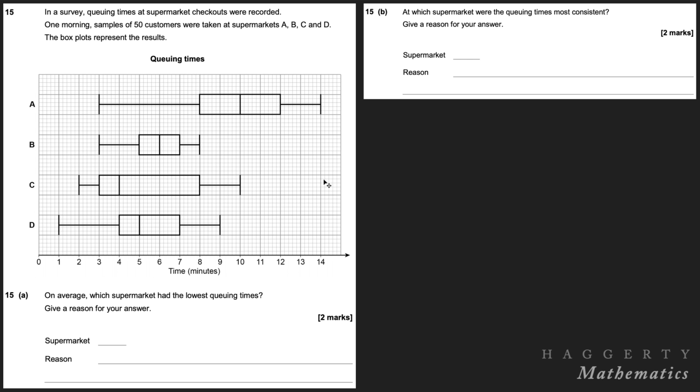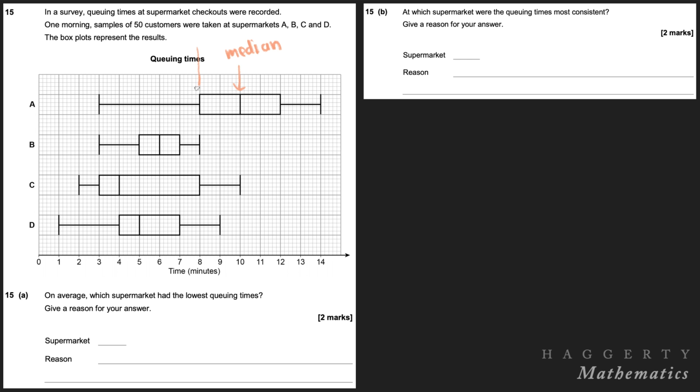Okay, so to answer these kinds of questions, you need to appreciate how box plots work. If you look at the box plot for supermarket A, this right here is the median. The median, you could describe as the middle value. So if you put all these customers in a line and arrange them by how long they had to queue, then the person in the middle would be the median.